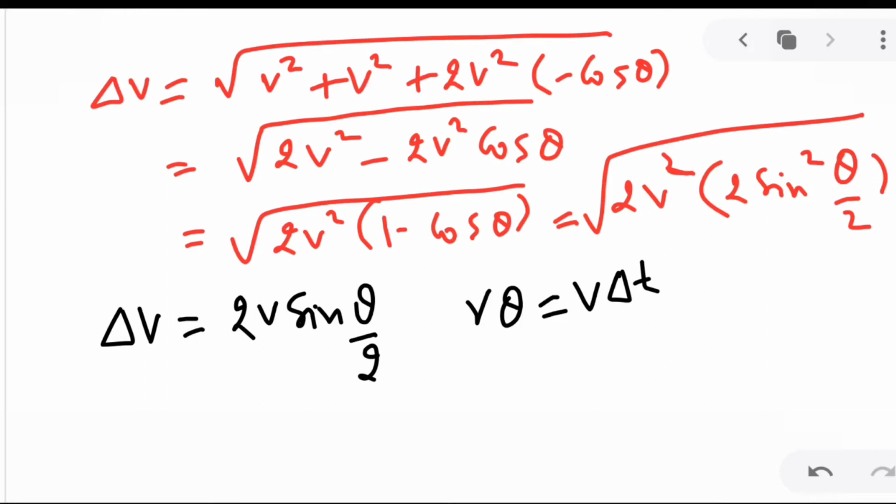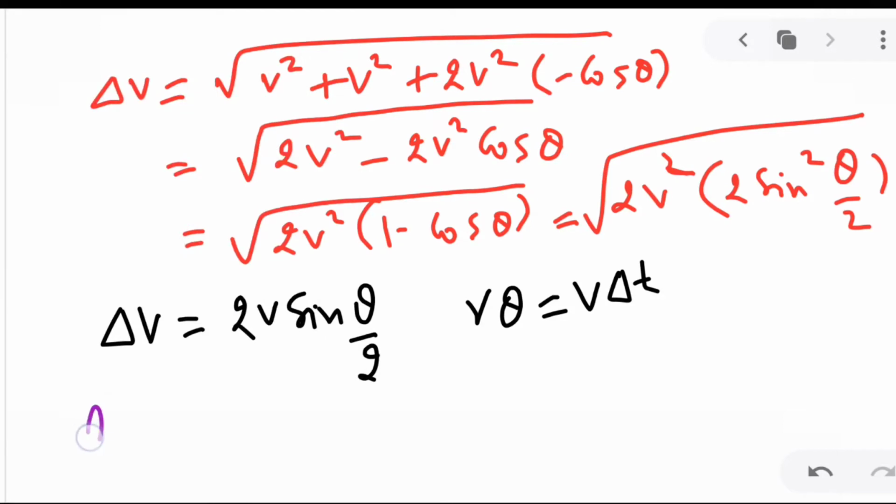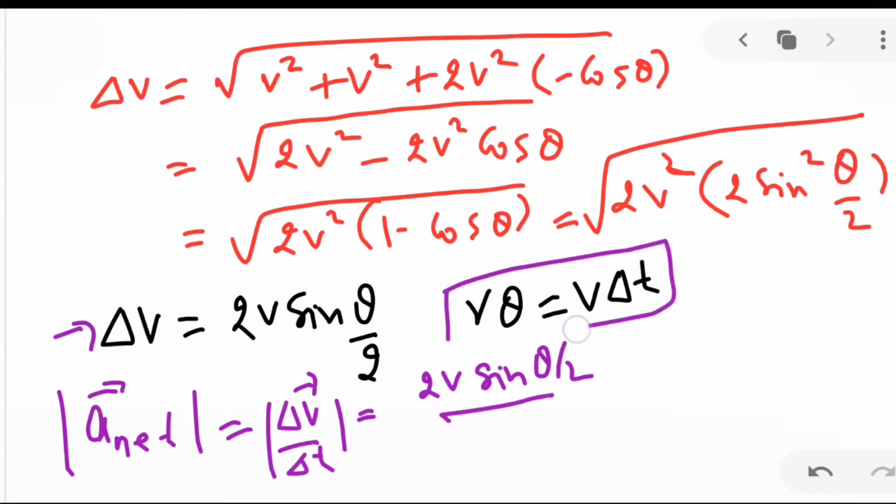Now what is the net acceleration? The magnitude of net acceleration, A net, will be the magnitude of delta v by delta t. And what is delta v? Delta v is twice v sine theta by 2, divided by delta t. From this I can write delta t as r theta by v.